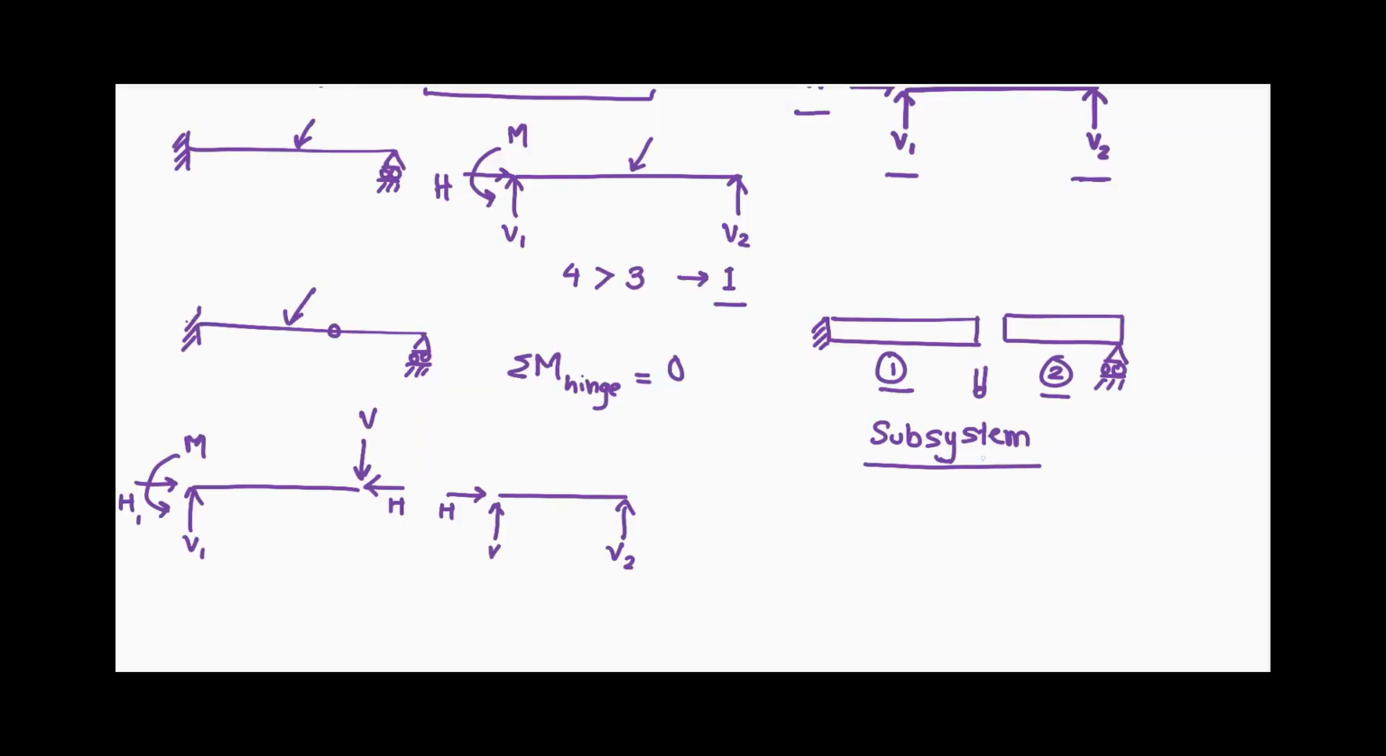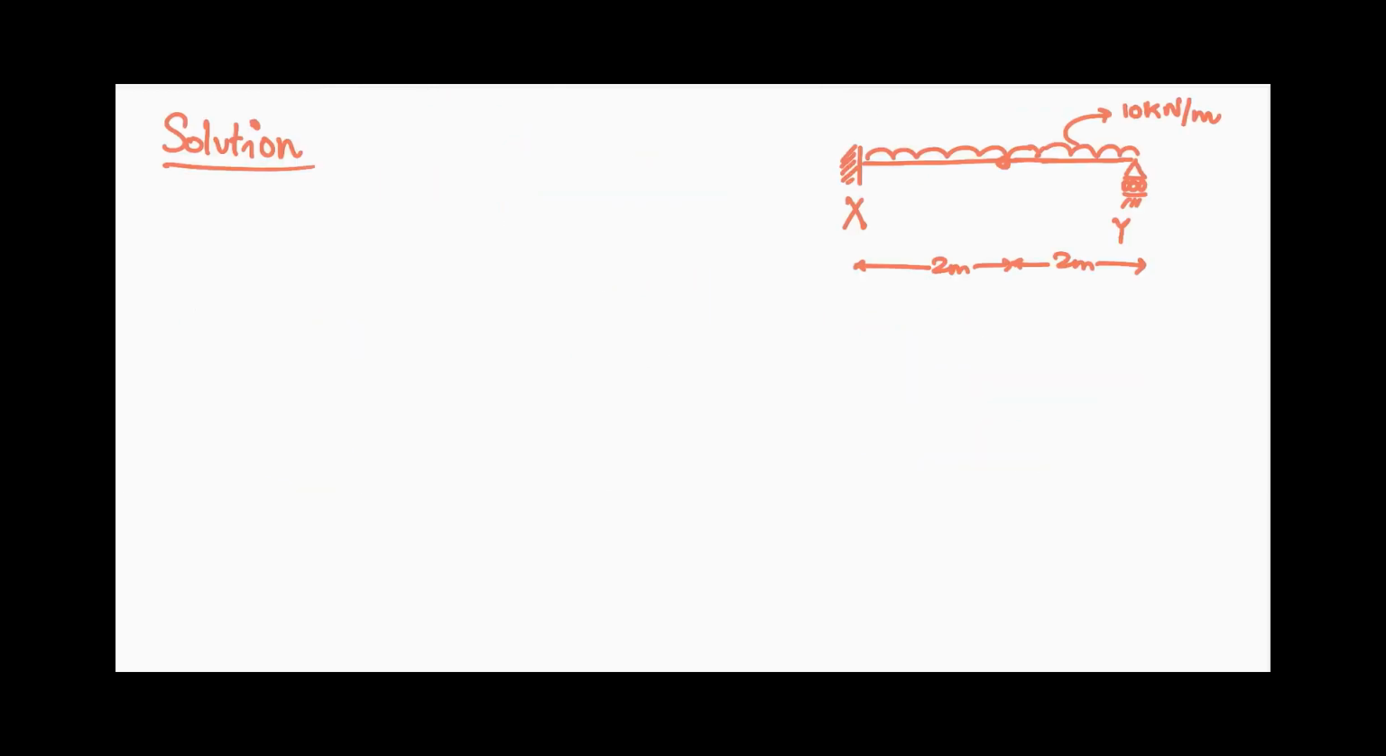Now, since every subsystem has to satisfy equilibrium, we have three equilibrium equations for each of the beams to solve for the unknowns. Hence, we can see that we have 6 unknowns here and we have 6 equations, and this helps us solve the problem purely using statics. This is the principle that goes behind solving the problem at hand. Let us now look at the problem at hand.